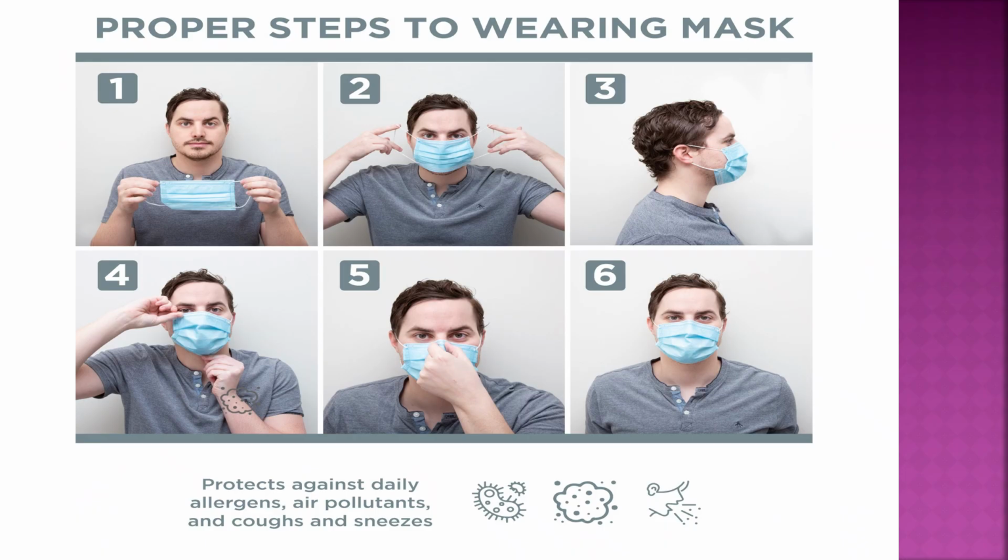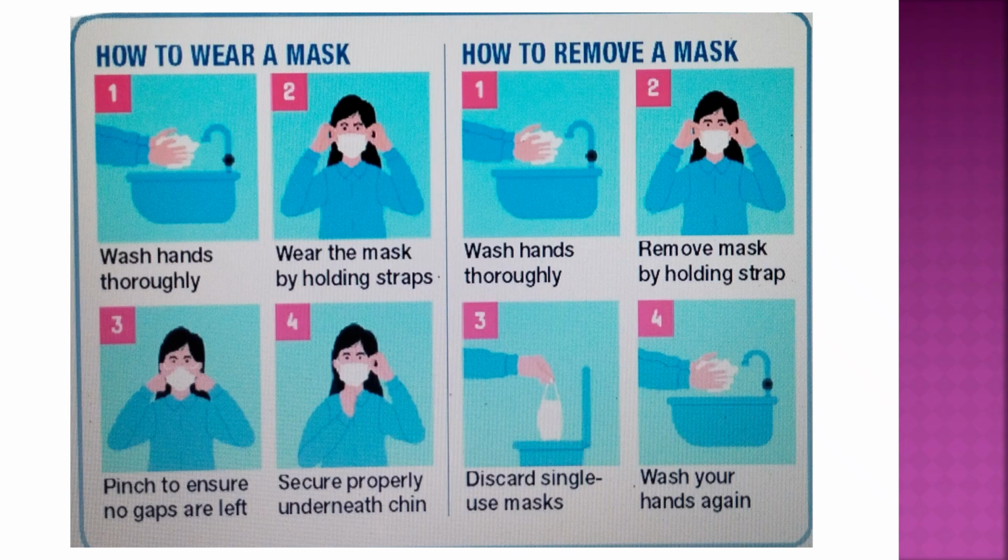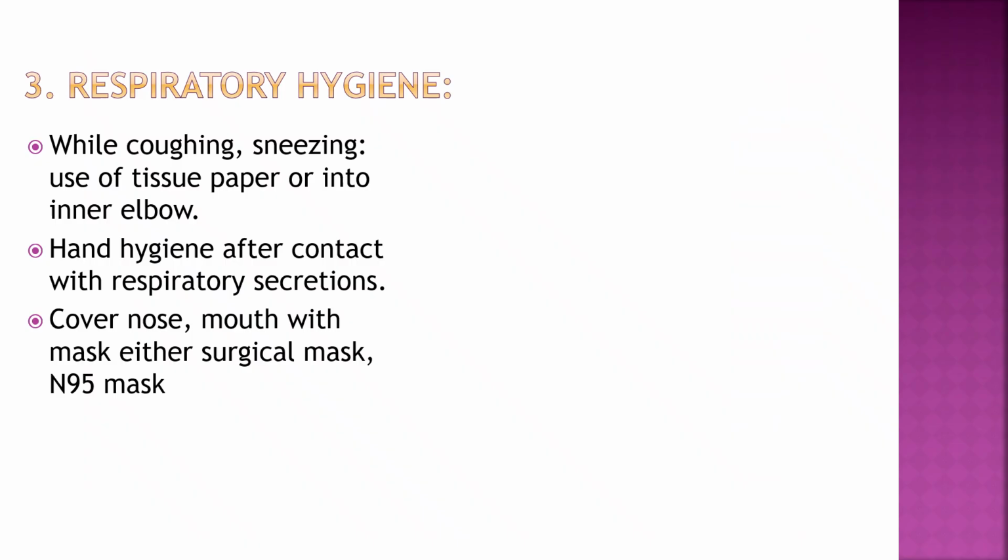Now, how to wear a mask. In this picture you can see a total of 6 steps. First you have to do hand hygiene, then wear the mask by holding the straps, then pinch to ensure no gaps are left, and then secure properly underneath your chin and over the nose tightly. How to remove the mask: wash hands thoroughly, remove the mask by holding the strap, then discard the single-use mask. Wash your hands again.